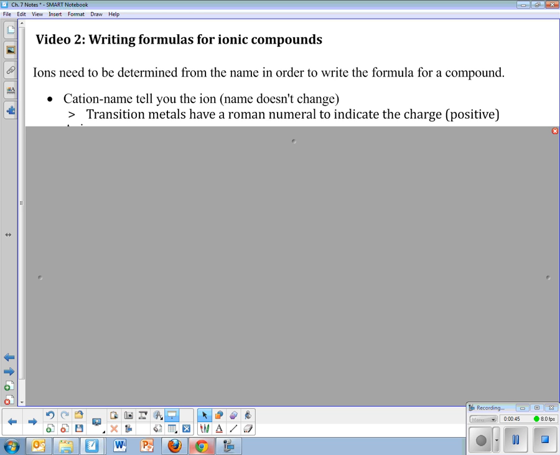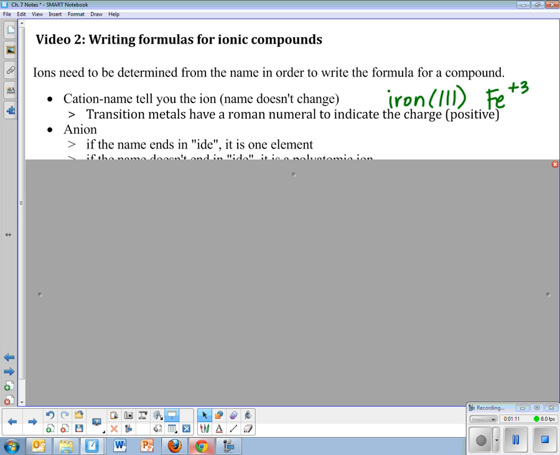Transition metals, you'll know their charge because they will have a Roman numeral there. And they're always positive. Metals are positive, right? They have low ionization energies to lose their electrons, so they become positive. So you'll see something like iron 3, for instance. So that means that your cation is Fe plus 3.